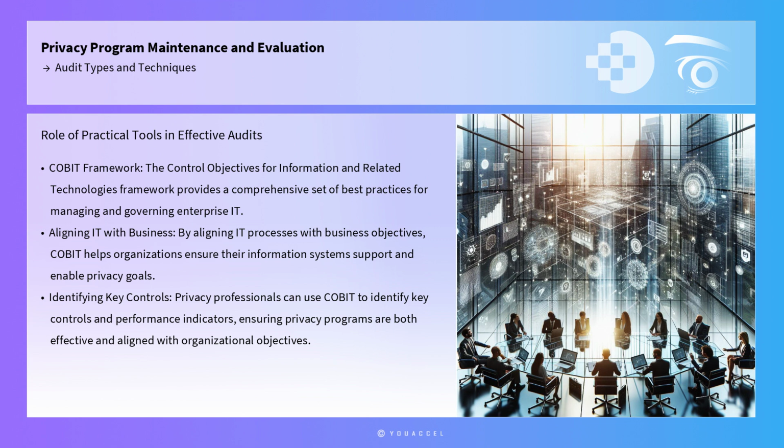Practical tools and frameworks play a crucial role in facilitating effective audits. The Control Objectives for Information and Related Technologies framework, for example, provides a comprehensive set of best practices for managing and governing enterprise IT. By aligning IT processes with business objectives, COBIT helps organizations ensure that their information systems support and enable their privacy goals. Privacy professionals can use COBIT to identify key controls and performance indicators, ensuring that their privacy programs are both effective and aligned with organizational objectives.